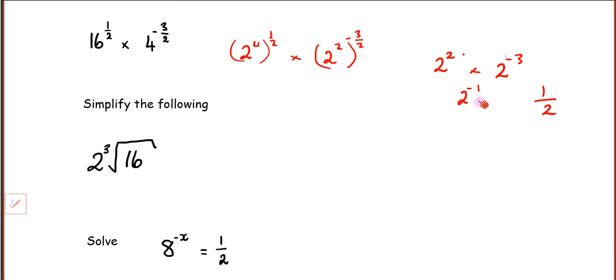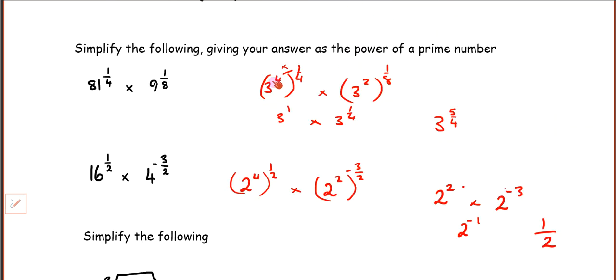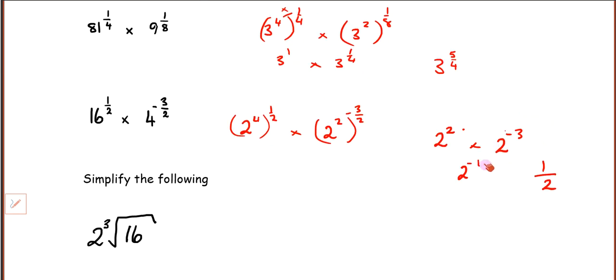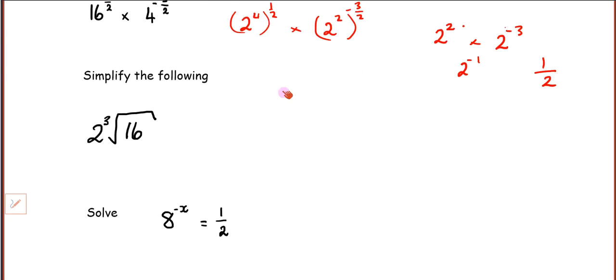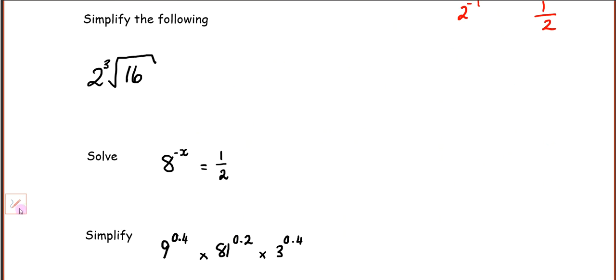Yes. I'll accept either. It says simplify, but it says giving your answers as the power of a prime number. That's better, but, you know, in this case I will accept that.